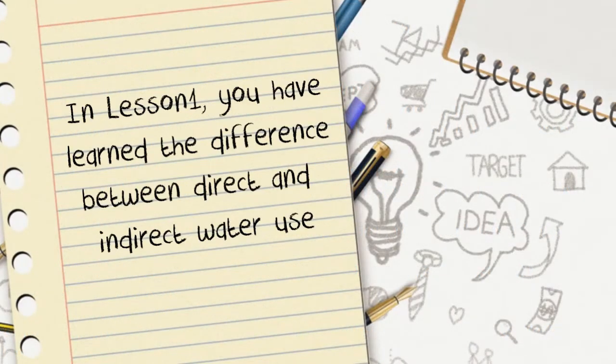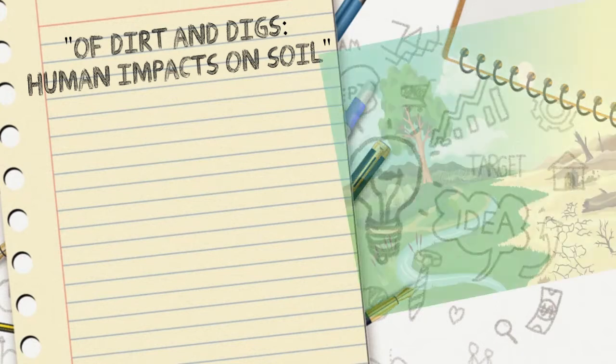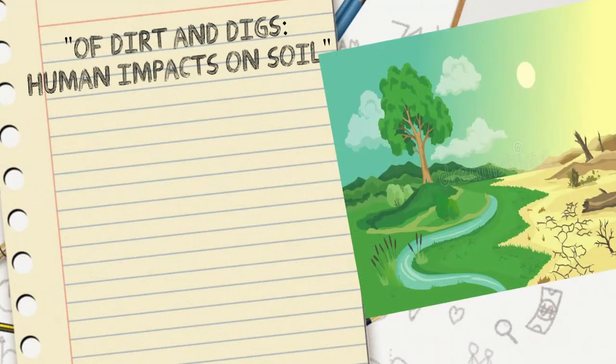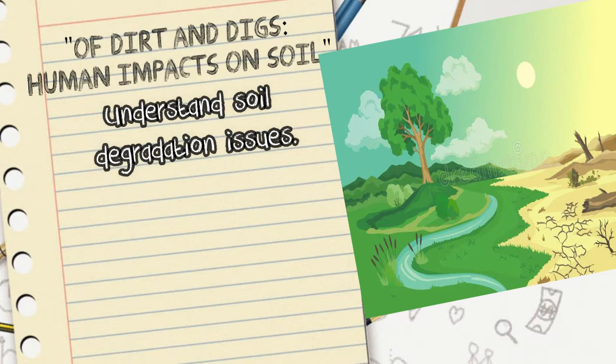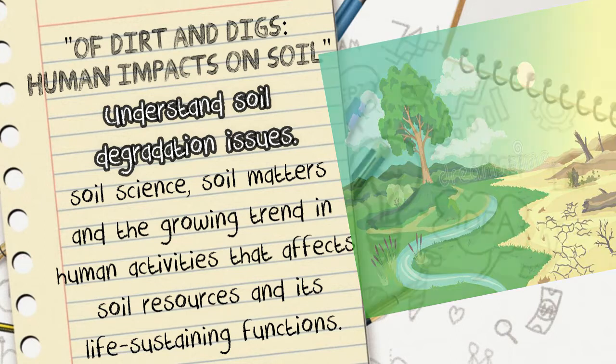In Lesson 1, you have learned the difference between direct and indirect water use. And now this new lesson, entitled Of Dirt and Digs, Human Impacts on Soil, will help you understand soil degradation issues. You will take a look at soil science, soil matters, and the growing trend in human activities that affect soil resources and its life-sustaining function.